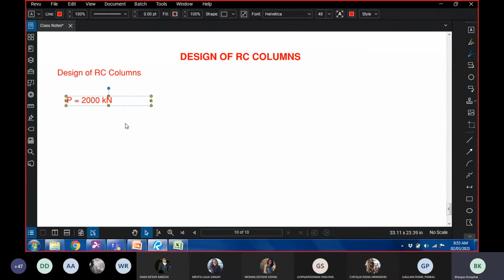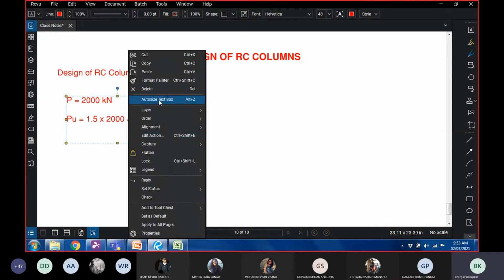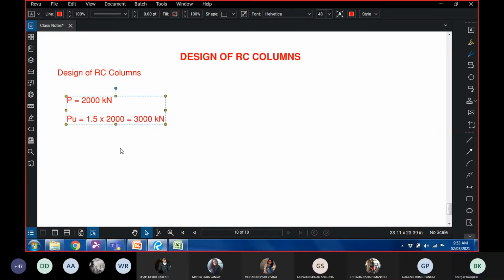If the question says that the load is a service load, for example, design a column to carry a service axial load of 2000 kilonewton, it would mean that this is actually a service axial load, and to get the factored or ultimate axial load, we would multiply this by 1.5, and the value that we would play with would be 3000 kilonewton. Don't write this, okay? But it is not mentioned in the question, so we're not sure if it is an actual value or a factored value.